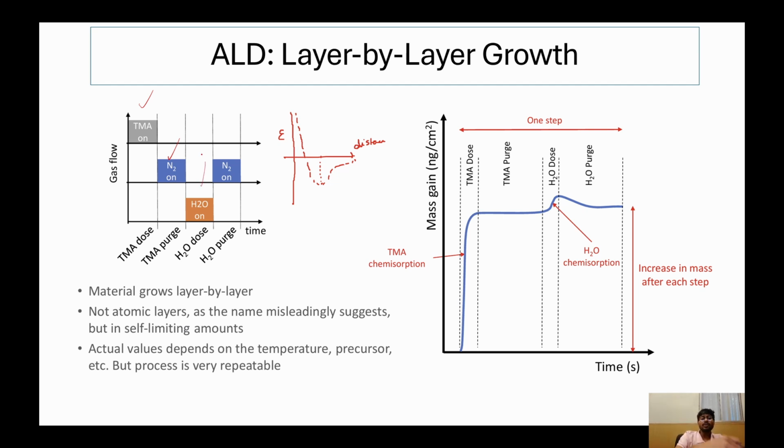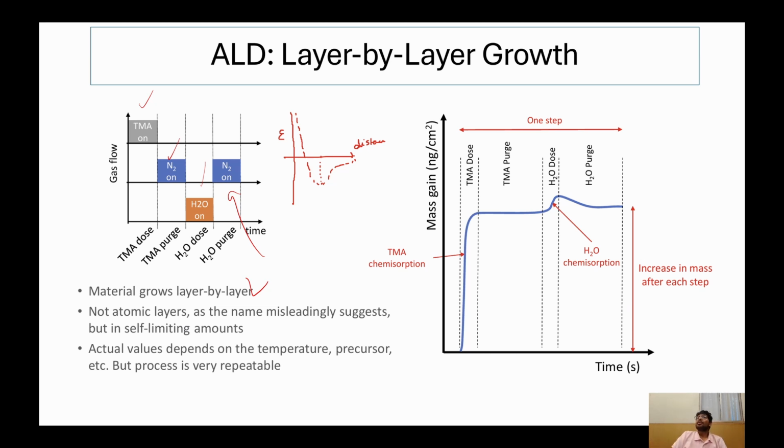That H2O will react with this TMA over the surface, and it will convert that into Al2O3, which is the required material. Excess H2O is again removed with the nitrogen purge. Material grows layer by layer because this process is self-limiting.